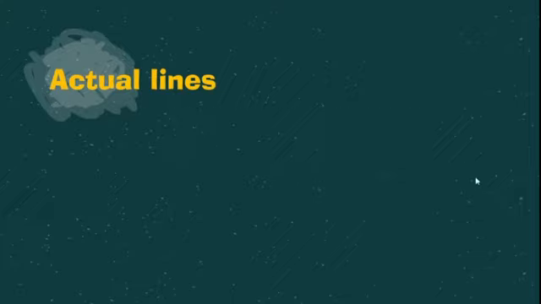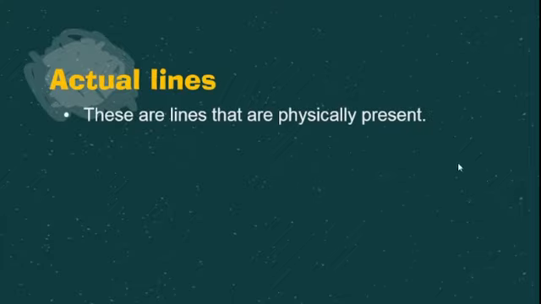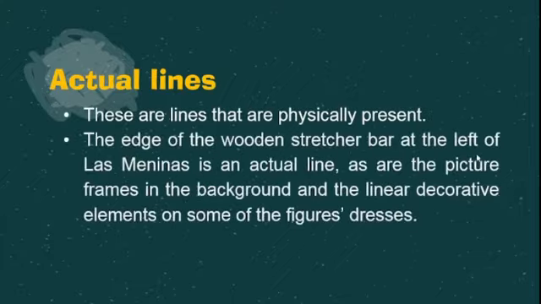Actual lines. Here it's defined as lines that are physically present. Later I'm going to provide an example so you could identify the different types of lines, all right? So we have the picture entitled Las Meninas on the next slide, and I want you to observe the actual lines that exist on that painting.